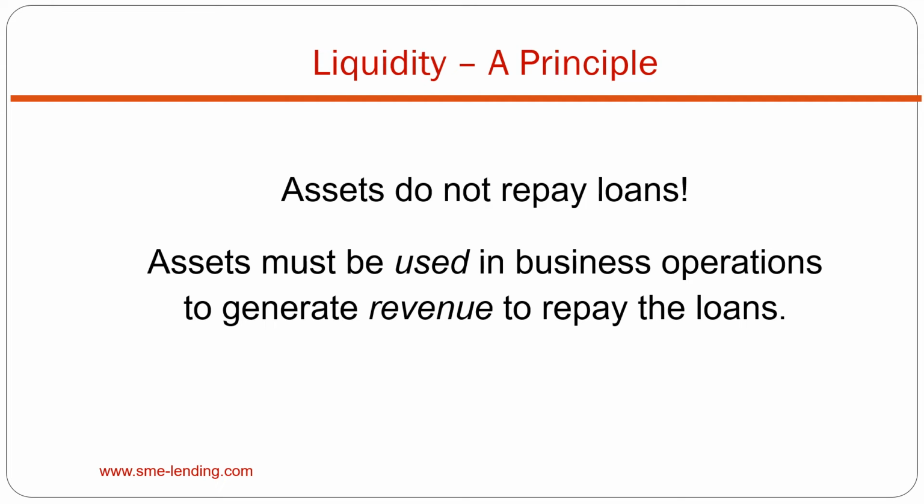Assets do not repay loans. Every company must use its assets to generate revenue to repay its loans. Susan must sell her inventory to get the cash to repay her creditors, and Sam must use his truck, a fixed asset, to generate revenue, cash, to make his loan payment.